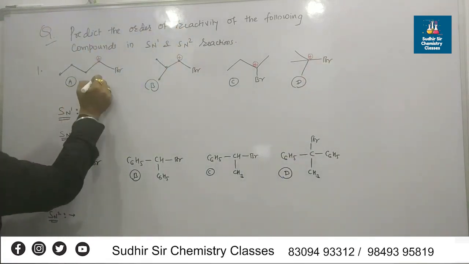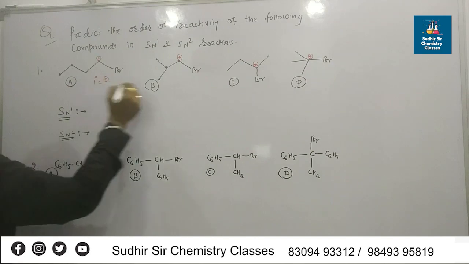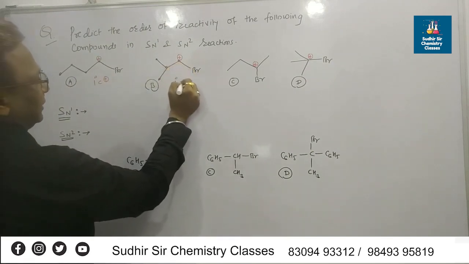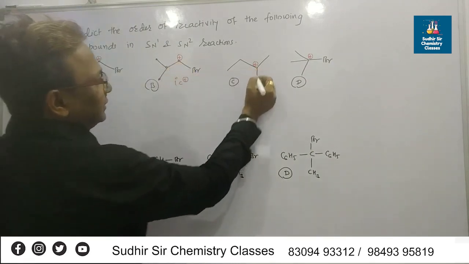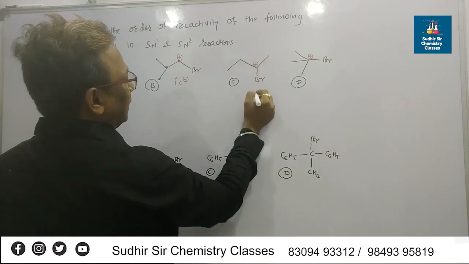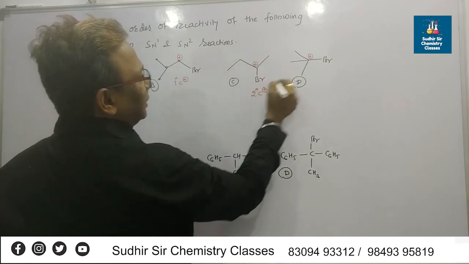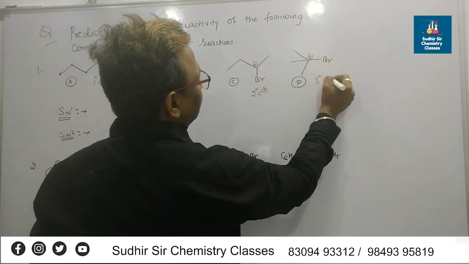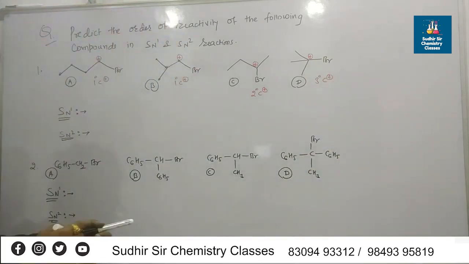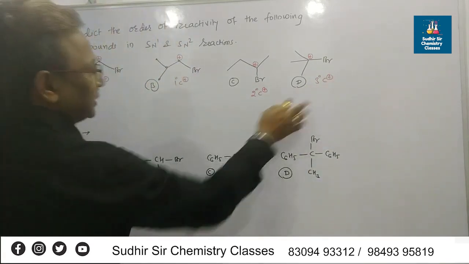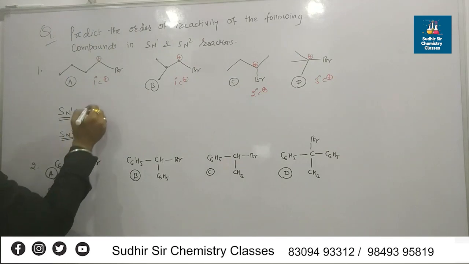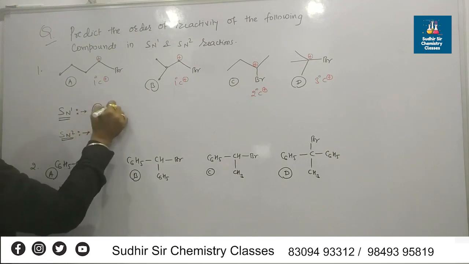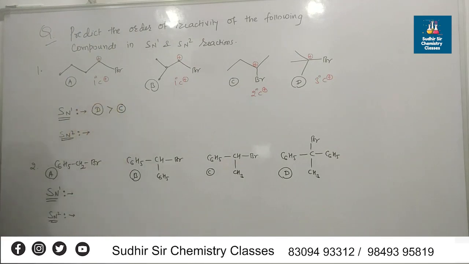But this is a primary carbocation. This is also a primary carbocation. This is a carbocation bonded with two carbons, called a secondary carbocation, and this is a tertiary carbocation. So among all, we can say the tertiary carbocation is more stable. So D will have more SN1 than C.